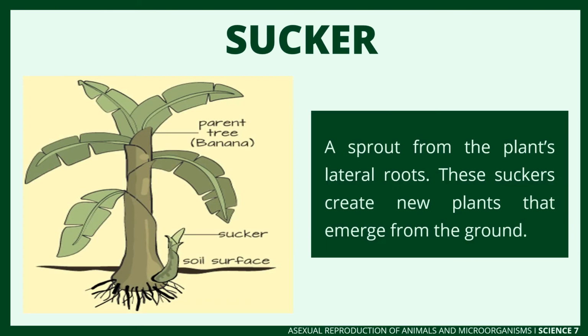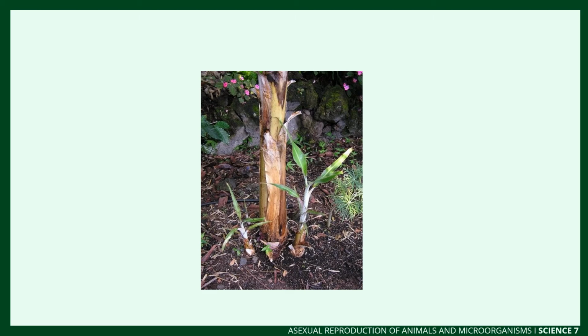Next type of natural vegetative propagation is sucker. Sucker is a shoot arising either from the underground portion of the stem or from an adventitious bud on the root. The best example of a plant that can reproduce through sucker is banana.